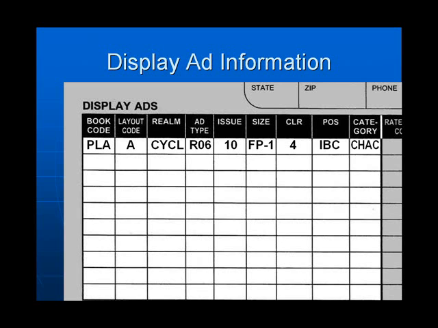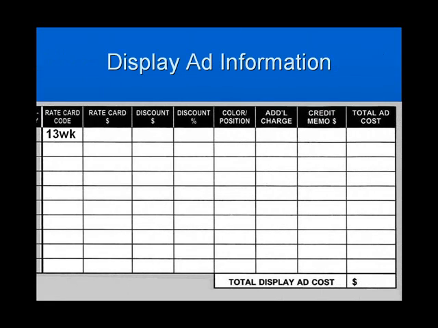Category codes can easily be confusing and difficult to read. Make sure you indicate the correct one and print carefully. Indicate the rate card code, for example, open, 13-week, 26-week, and so forth. And enter the appropriate open rate before any discounts or credits. Enter any authorized discount dollar amount. Remember, the discount is taken on the rate card amount, not on the additional charges for color or placement.